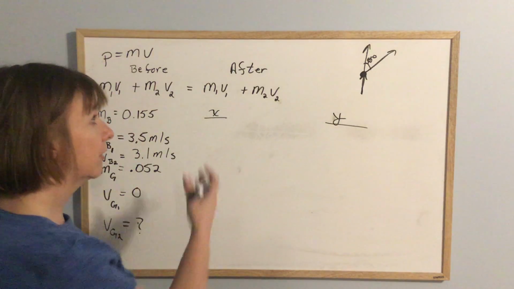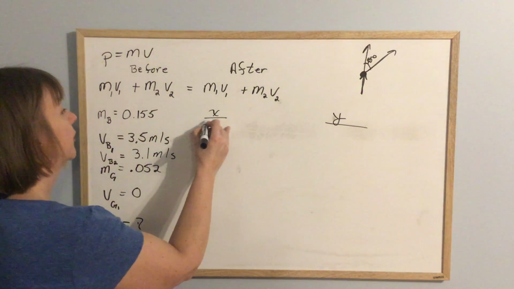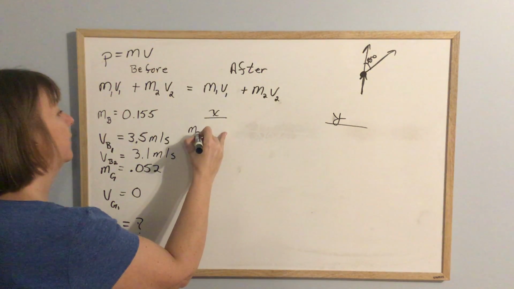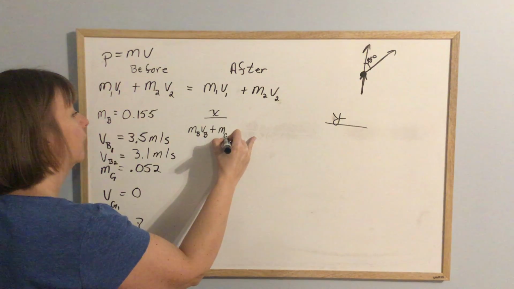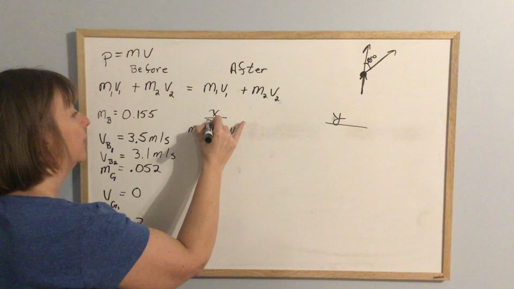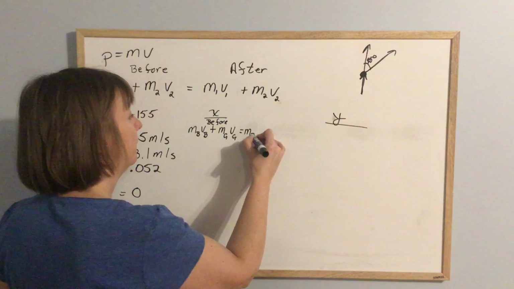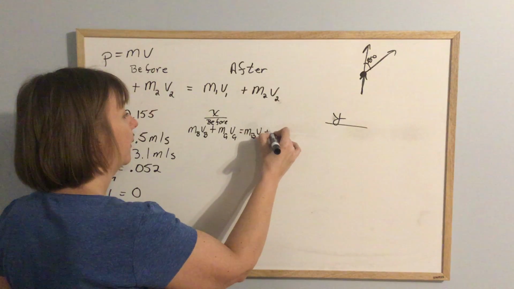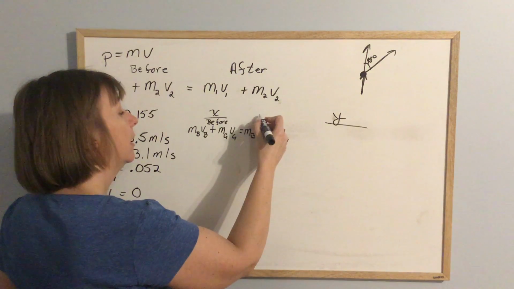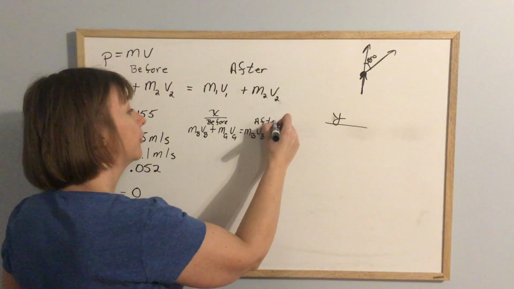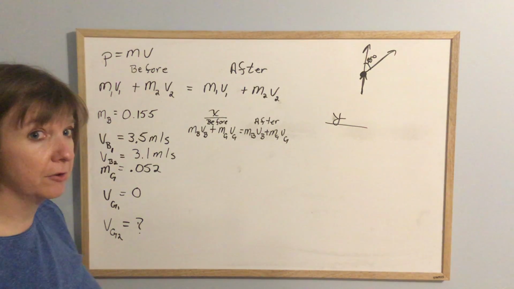So let's do the x direction first just because I happen to have it on the board. So for the x direction, mass of the billiard ball times velocity of the billiard ball plus mass of the golf ball times velocity of the golf ball, and here we're talking about before the collision, is equal to mass of the billiard ball times velocity of the billiard ball plus mass of the golf ball times velocity of the golf ball, and we're talking now about after the collision. So before and after, they have to be equal. This is going to be way easier than you think.